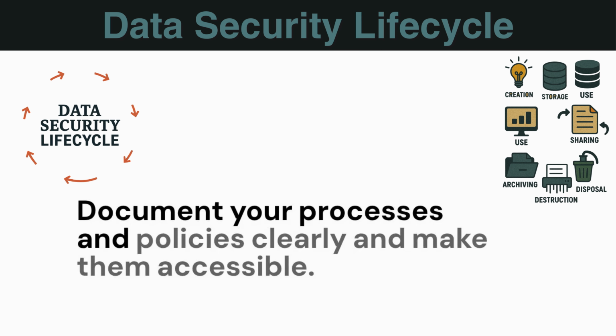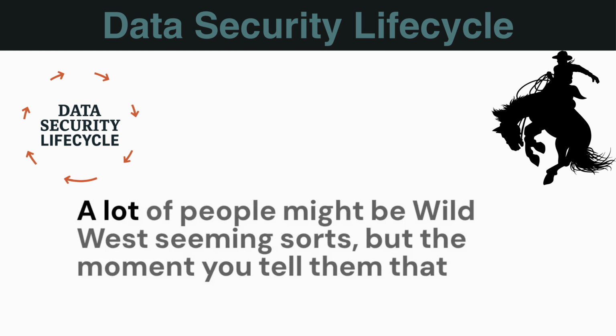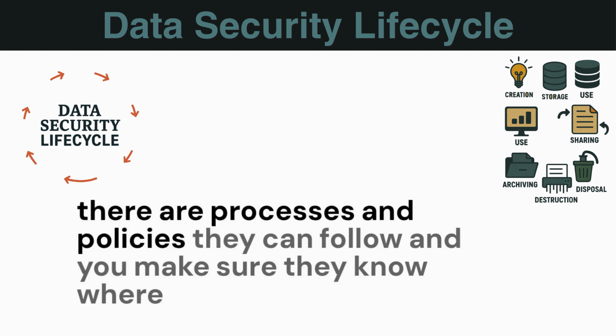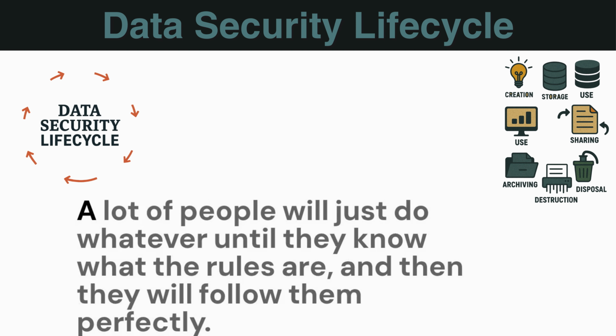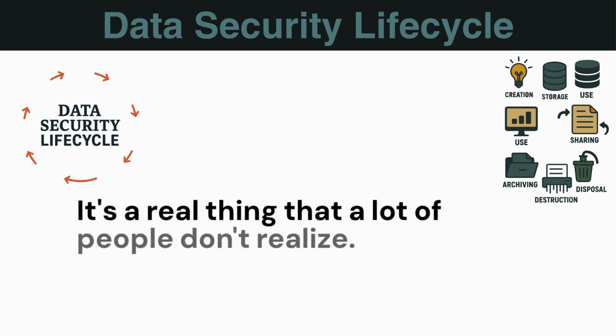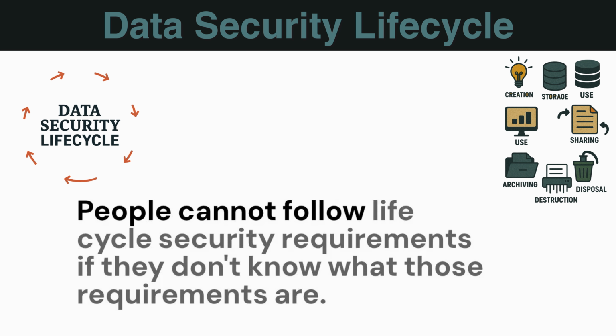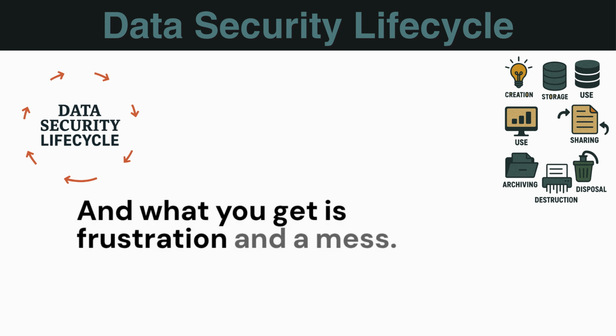Document your processes and policies clearly and make them accessible. That's a very important part. A lot of people might seem Wild West sorts, but the moment you tell them that there are processes and policies they can follow and you make sure they know where they are, they start following them. A lot of people will just do whatever until they know what the rules are, and then they will follow them perfectly. It's a real thing that a lot of people don't realize. People cannot follow life cycle security requirements if they don't know what those requirements are. And what you get is frustration and a mess.